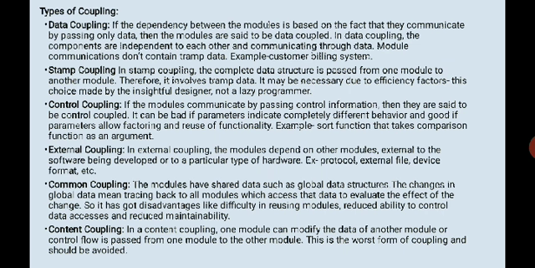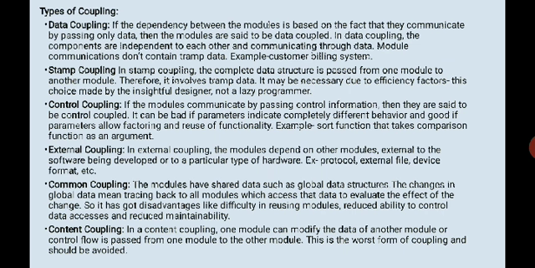In external coupling, the modules depend on other modules external to the software being developed or to a particular type of hardware. So in external coupling, the modules depend on other modules, and these are all external to the software that you are developing, right? Common coupling is when you have shared data such as global data structures, and the changes in global data means tracking back to all the other modules which access that data to evaluate the effect of the change. So you are basically seeing what is the effect of the change and you're tracking all of them. So it has disadvantages like difficulty in reusing modules, reduced ability to control data access, and reduced maintainability, right?